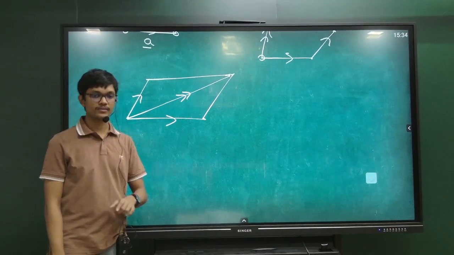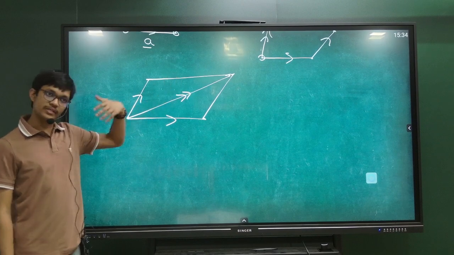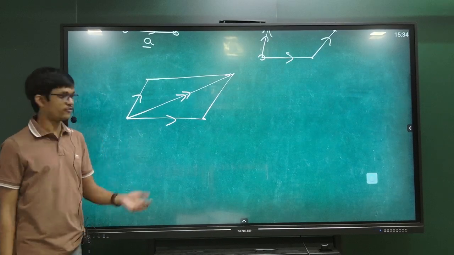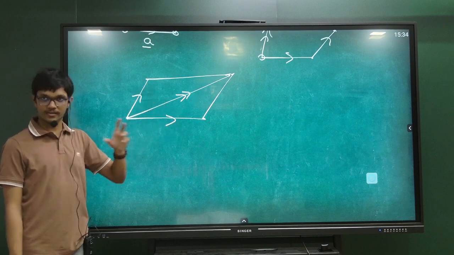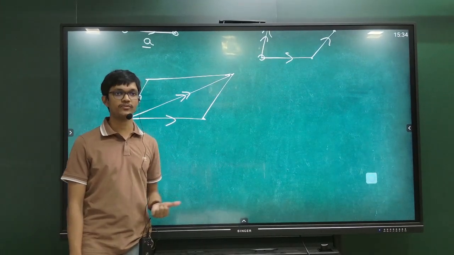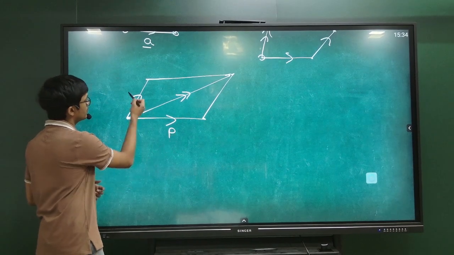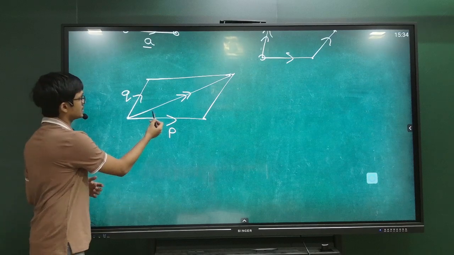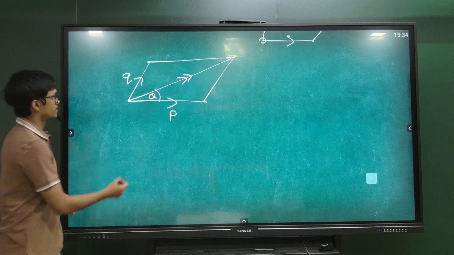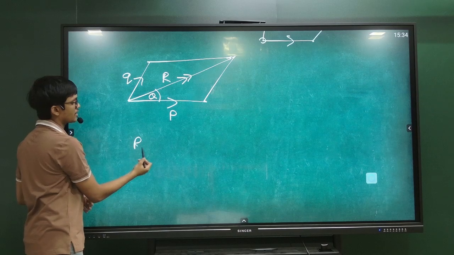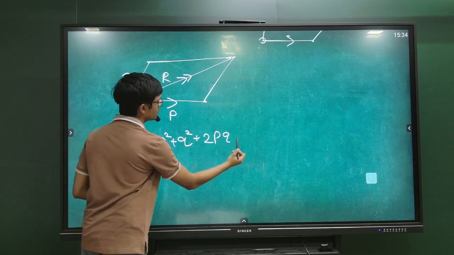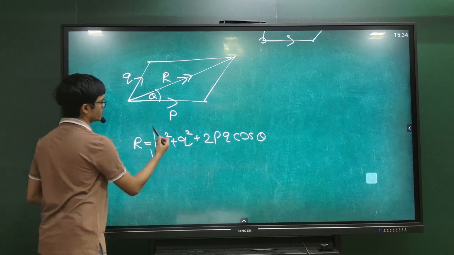Clear? But again, here it's applicable for forces, right? So instead of any other vector, if you mark forces here, you will get the resultant force. Clear? This is how to get the resultant force. And if this force is P, and this is Q, what is the equation for the resultant force? If the resultant is R, then R equals the square root of P squared plus Q squared plus 2PQ cos theta. Clear?